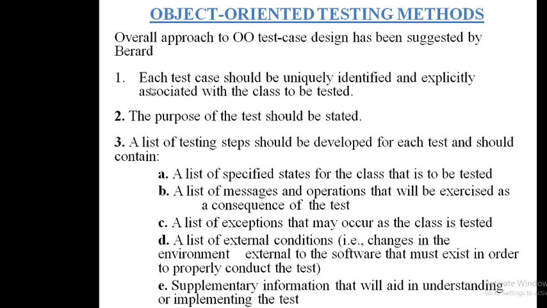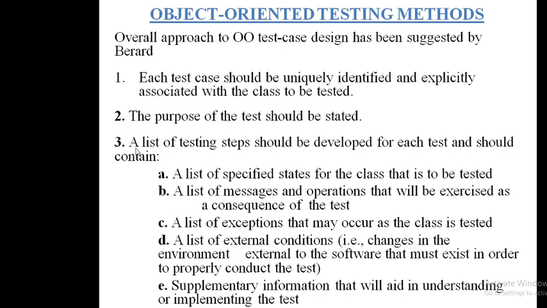The first step is each test case should be uniquely identified and explicitly associated with the classes to be tested. So first we want to uniquely identify the test cases and explicitly associate the classes to be tested. What are the associated classes, and what are the test cases to design? We want to identify them and test them first. Then the second point is the purpose of the test should be stated. We want to state the purpose of that test compulsorily.